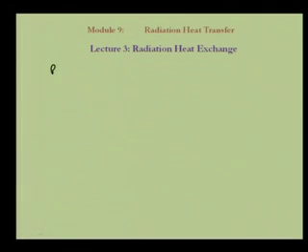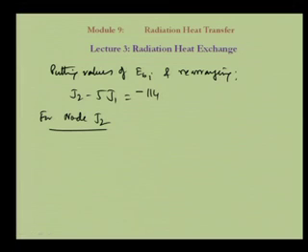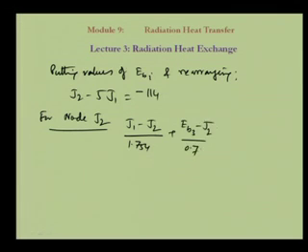now putting the values of EB1 and rearranging, what we get? J2 minus 5 J1 is equal to minus 114. Now, for node J2, we will have again, (J1 minus J2) by the resistance 1.754, plus (EB3 minus J2) by 0.7, plus (EB2 minus J2) by 0.5 equals 0.